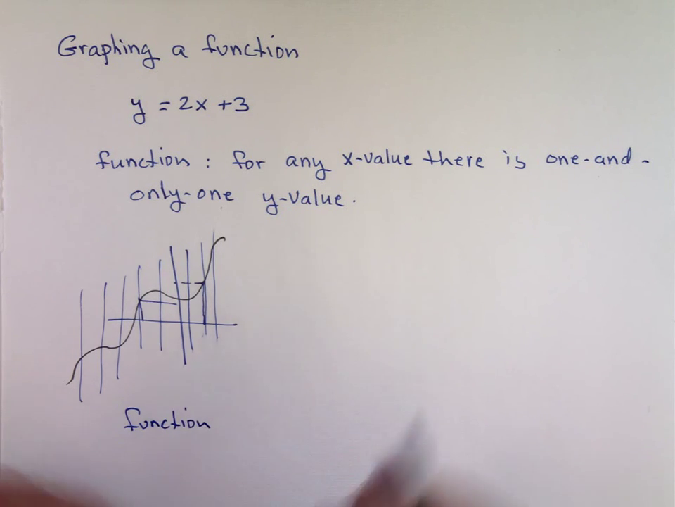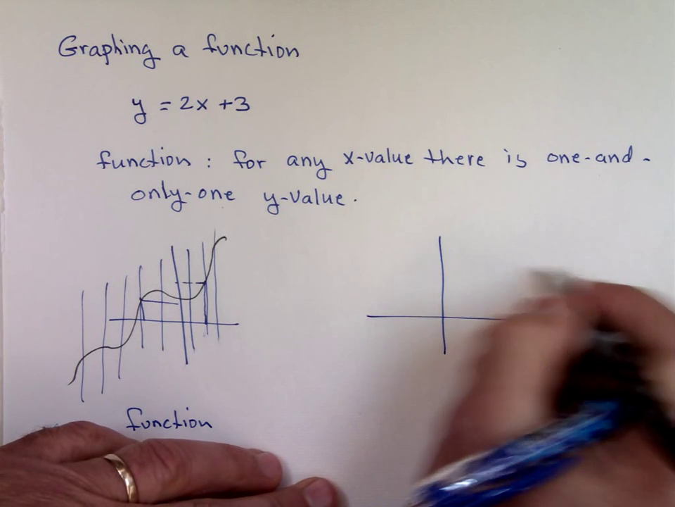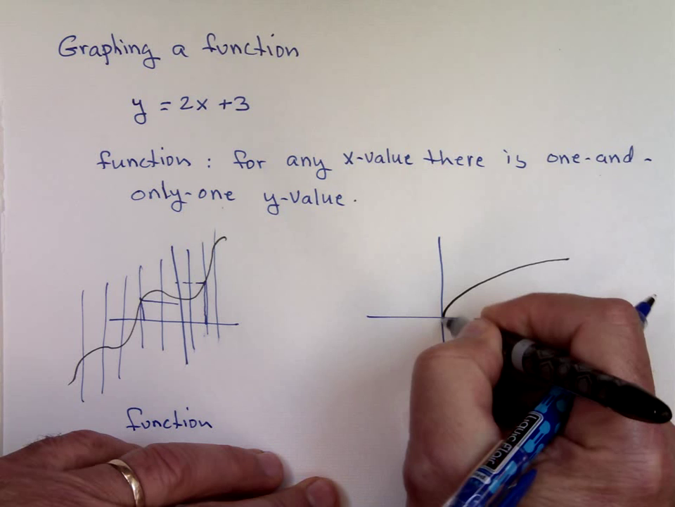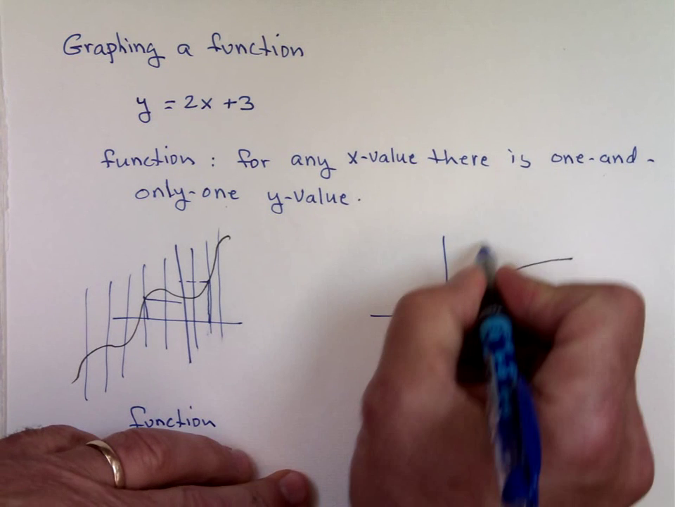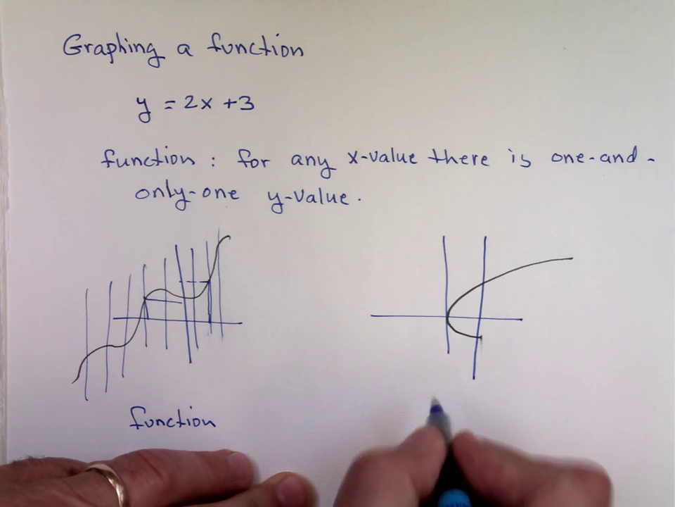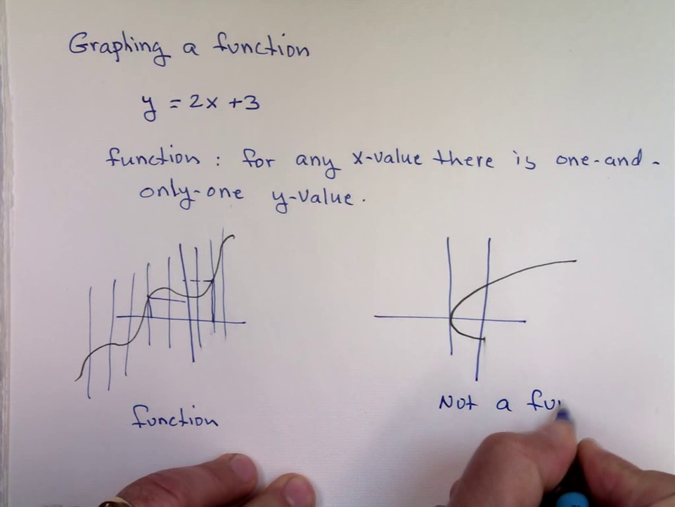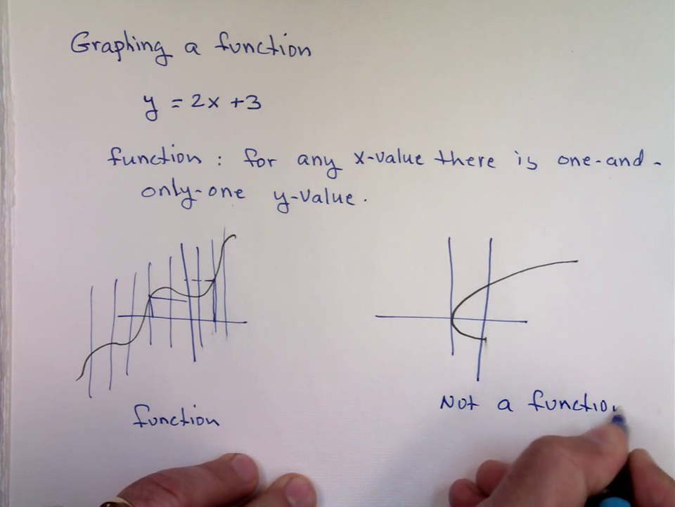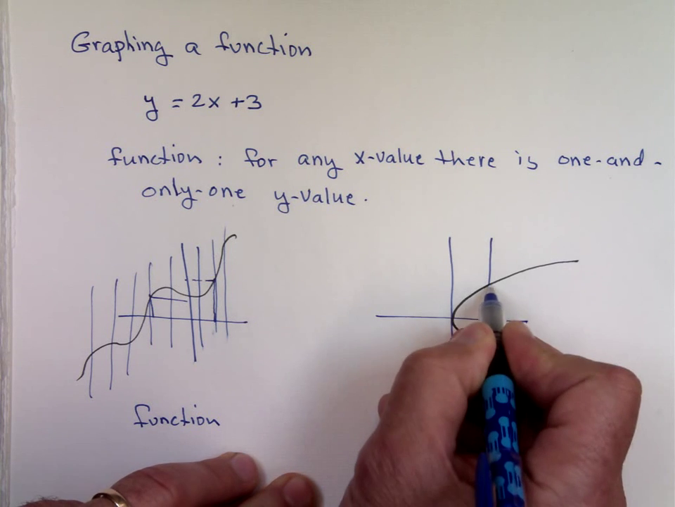What's not a function is this one. This is not a function. Because if I do the vertical line test, notice this line has how many intersections? Two. This is not a function. And again, the reason that's not a function is because this x value now has two y values. It has this one, it has that one.